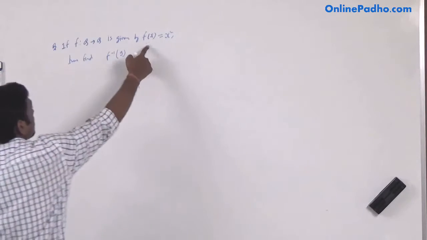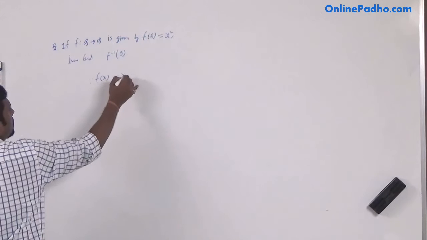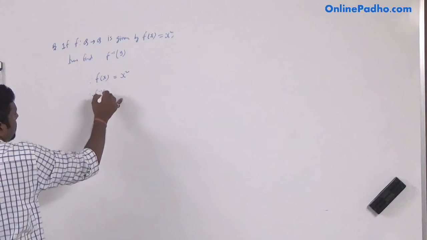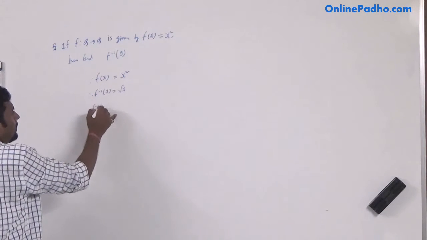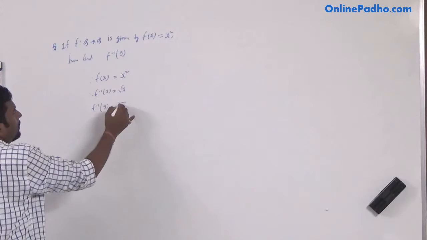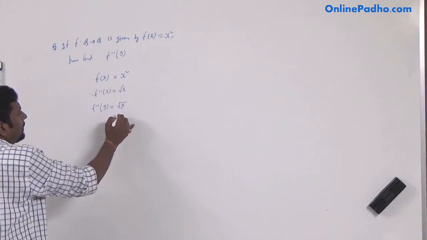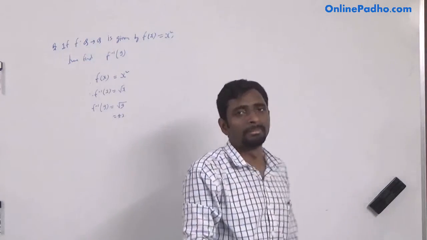First we have to find f inverse x. Since f(x) = x squared, x equals root f(x), therefore f inverse x equals root x. So f inverse 9 is equal to root 9, that is plus 1 (for rational numbers). Very simple. This is the value of f inverse 9.